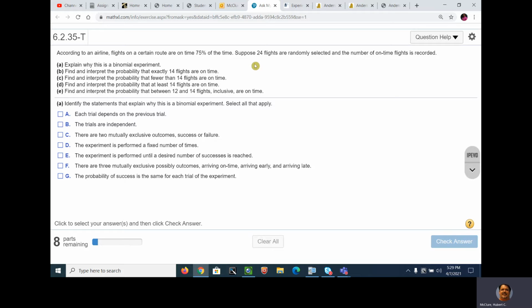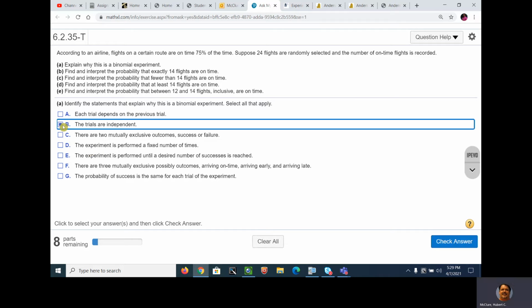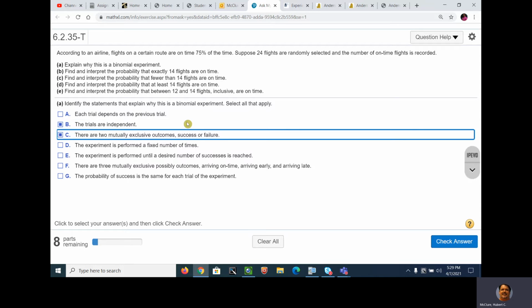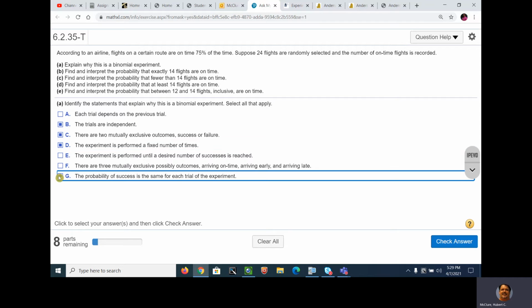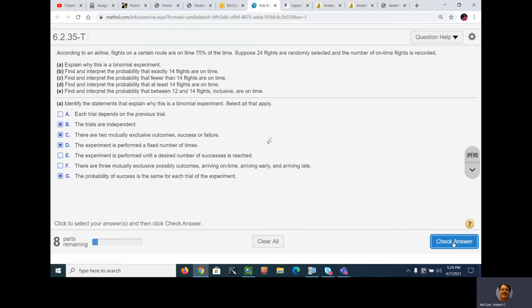Okay. Now remember what I told you. The trials are independent. There are 2 outcomes. There's a fixed number of trials. And the probability of success is the same for each experiment. I'm going to leave that up for about 10 seconds so you can write those down. Hit pause and write those down. That should be the answer.